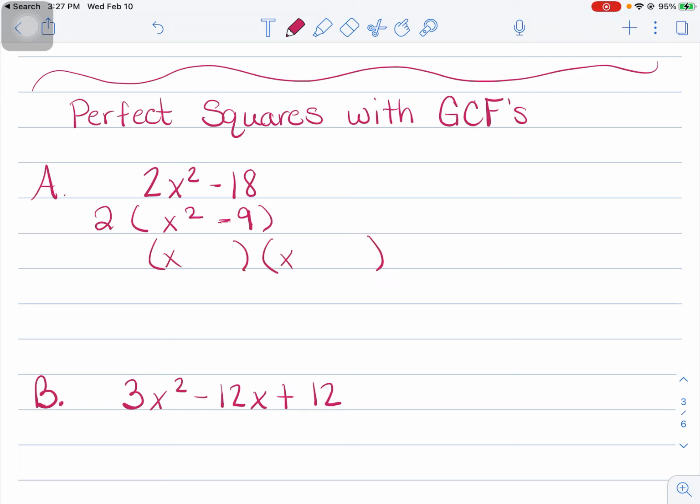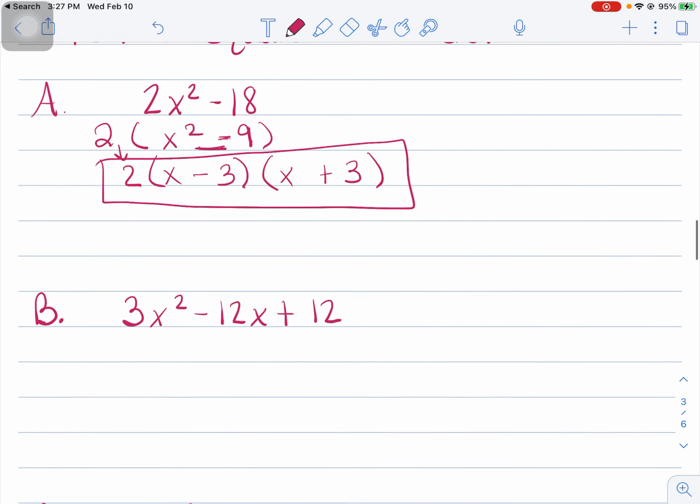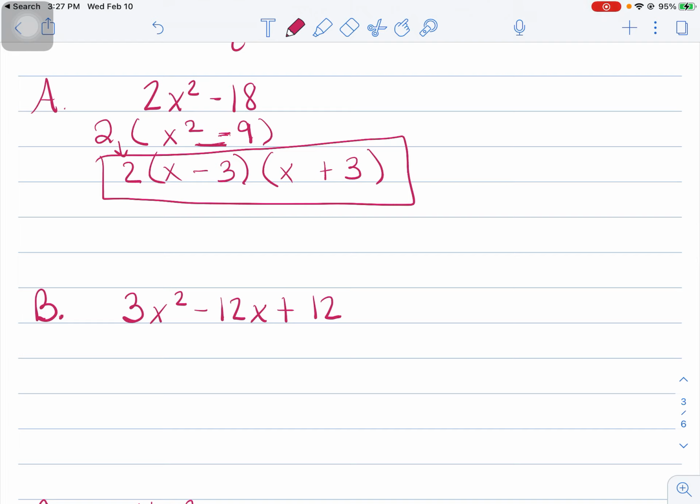So I have an x and an x, a 3 and a 3, and because I don't have a middle term here, I know one's got to be negative and one's got to be positive. And I cannot forget to bring down my 2. So this would be my final answer. All right, let's look at B. Do I have a GCF?